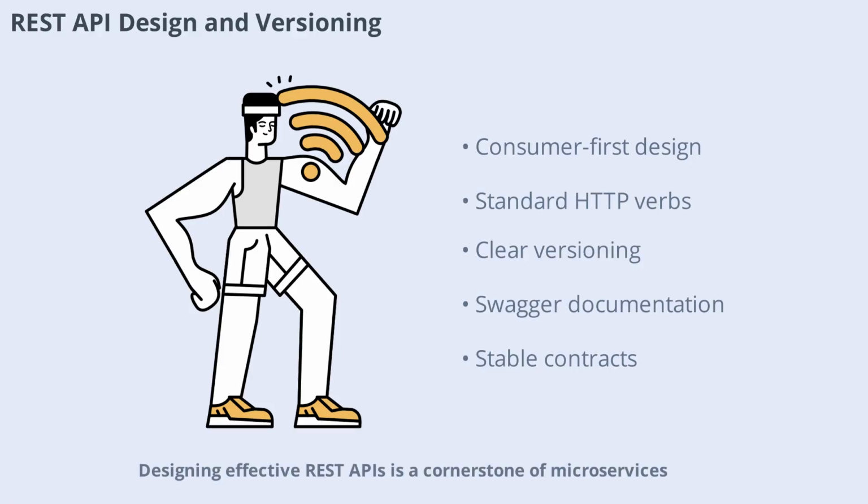Designing effective REST APIs is a cornerstone of microservices. Start with a consumer-first approach, defining APIs that are intuitive and well-documented. Use standard HTTP verbs and status codes, and keep resource URIs simple and consistent. Version your APIs to allow for evolution without breaking existing clients, commonly by including the version in the URI. Document your APIs using tools like Swagger or OpenAPI, enabling easy collaboration and contract testing. Good API design ensures your services are easy to use, maintain, and extend.